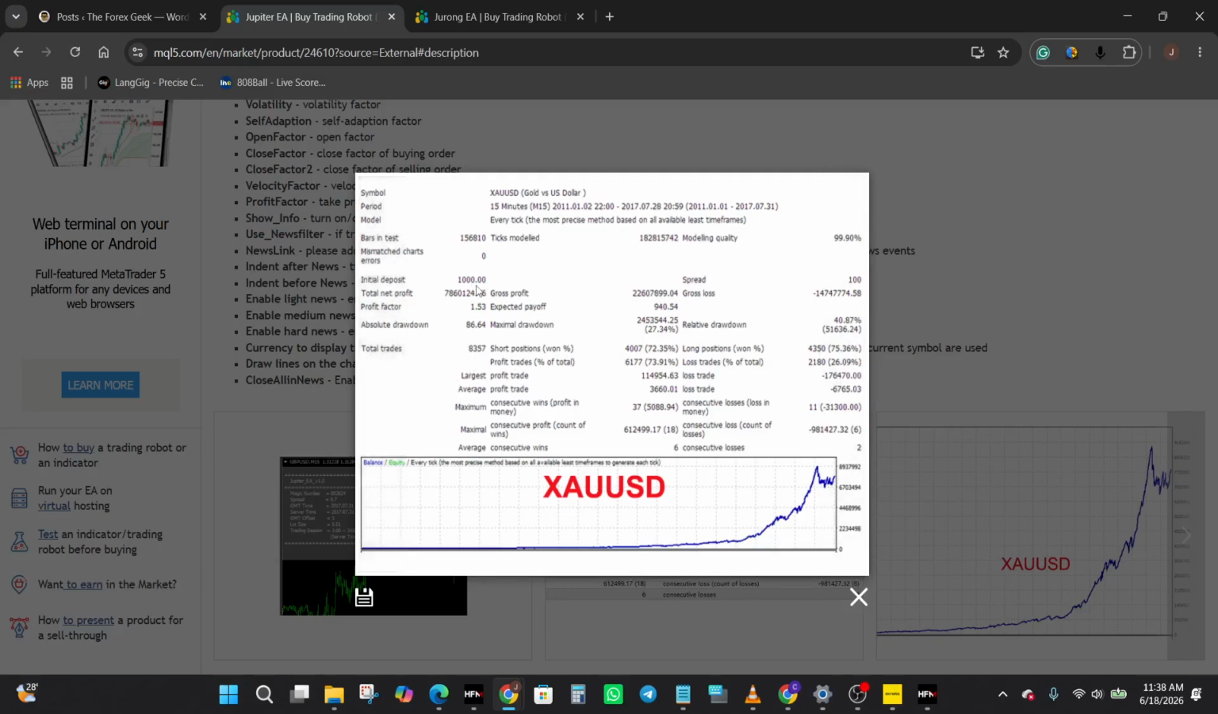So here, initial deposit is $1,000. This is on XAU USD. Total net profits was over 7.8 million. Total trades 8,357. And profitable trades here were 6,177, giving us a 73.91% win rate. Okay, let's head over to our strategy tester.